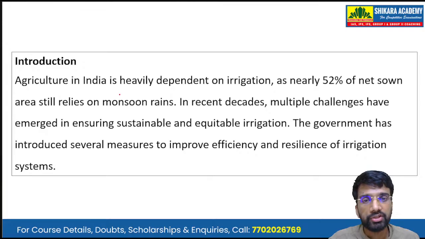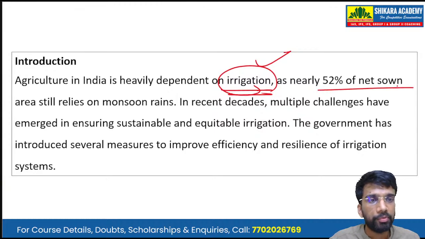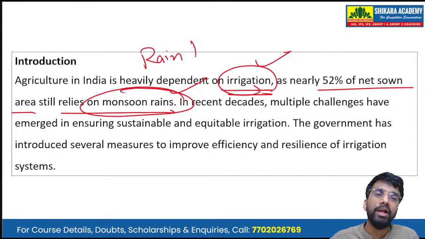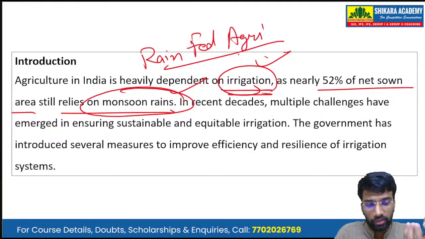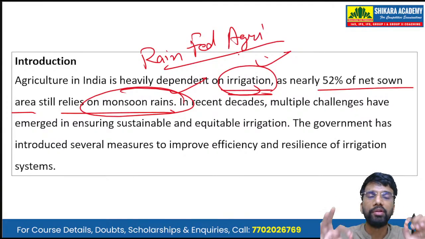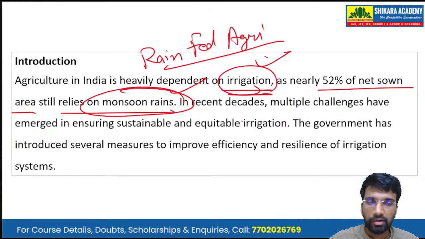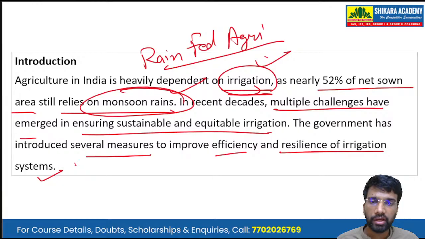Starting with the introduction: agriculture in India is heavily dependent on irrigation, as nearly 52% of the net sown area still relies on monsoon rains. So in India, predominantly we have rain-fed agriculture. Around 52% of the net agriculture area in the country relies on the monsoon rains because there is no proper irrigation development in such areas. In recent decades, though, multiple challenges have emerged in ensuring sustainable and equitable irrigation. The government has introduced several measures to improve the efficiency and resilience of irrigation systems.